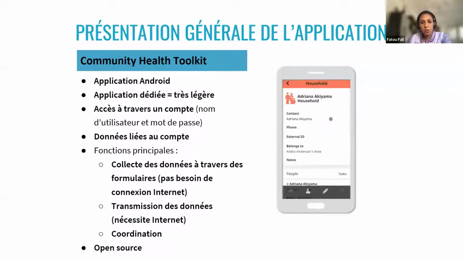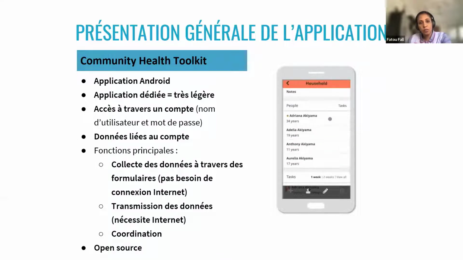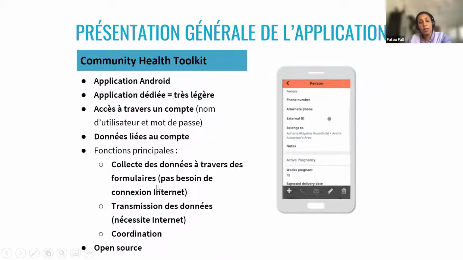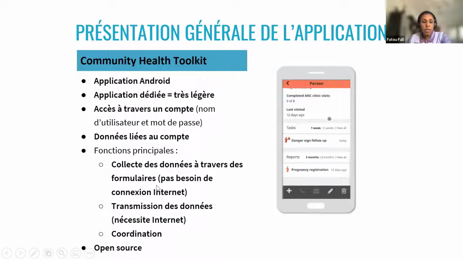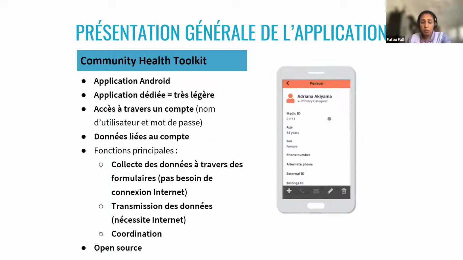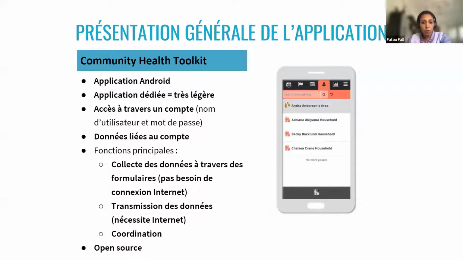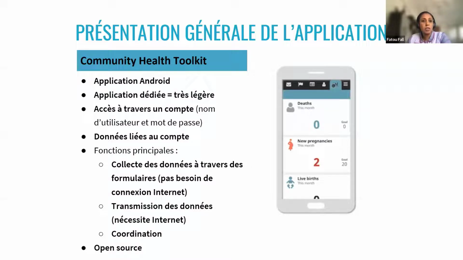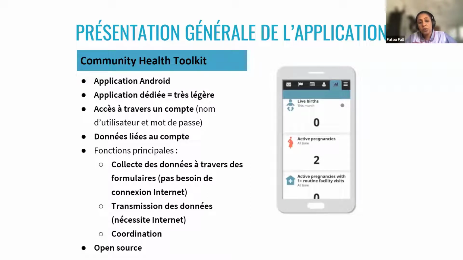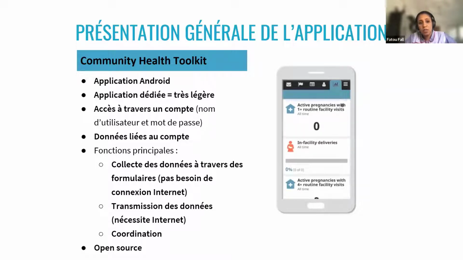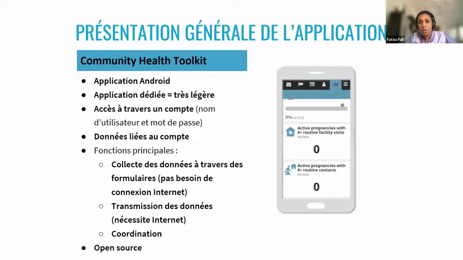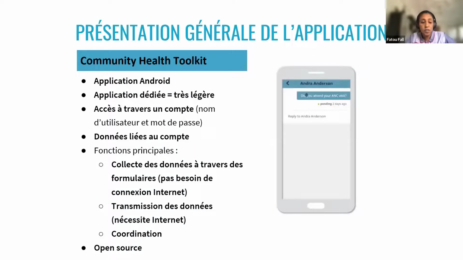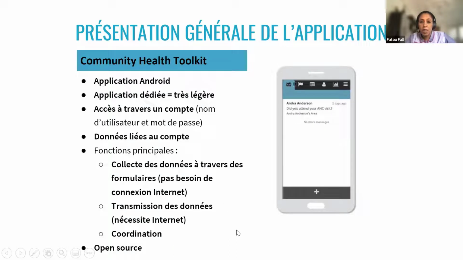So I will continue with the presentation. The Community Health Toolkit, also called CHT, is an Android application, typically used with a mobile phone. It's quite light in terms of volume, and we need to consider the type of devices that can use that app.